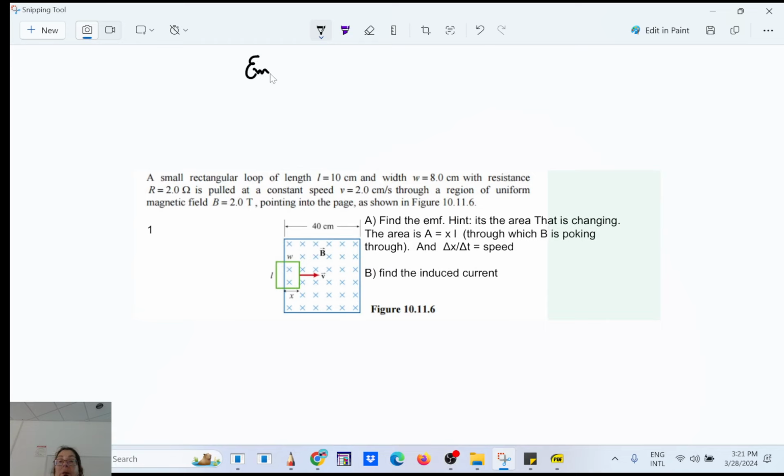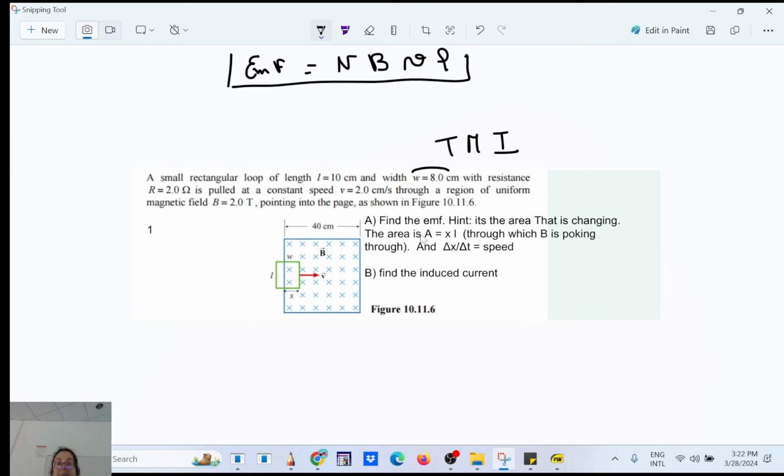So what did we get? EMF equals the number of loops times the magnetic field times the speed. Did I forget something? Oh, times the length. That length here. Okay, so now you can compute. See, they give you here, this is T, m, I. So plug it in.